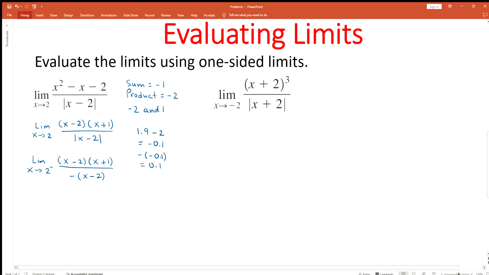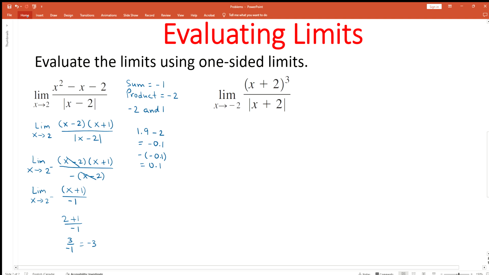This is a very important concept we need to understand and memorize to solve this type of problem. Now we can simplify the expression. We can cancel out the x minus 2 from the numerator and denominator. Next, we can apply the limit. We should sub in x as 2. I get -3. This is the value of the left hand limit.